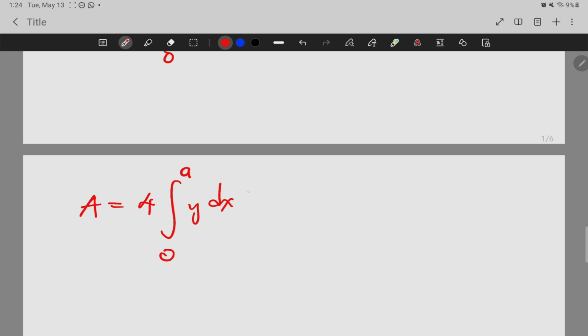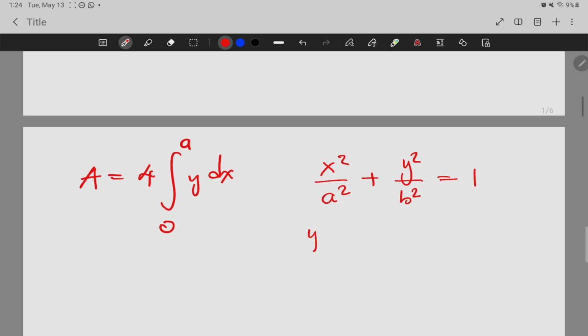But what is y? Since we are integrating this with respect to x, we need y to be expressed in terms of x. Since we are told that this ellipse has this form, we can use this connection between x and y to come up with an expression of y in terms of x. So when we make y the subject of the formula, we start first by taking the x squared over a squared to the other side, so that now it looks like this.